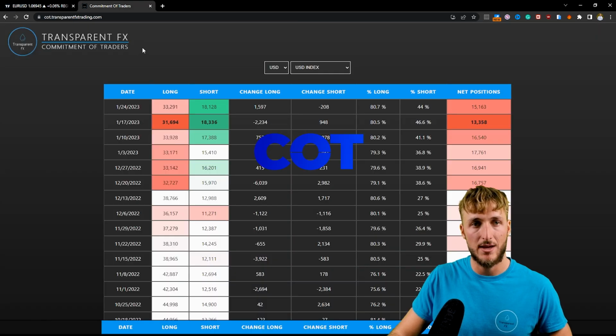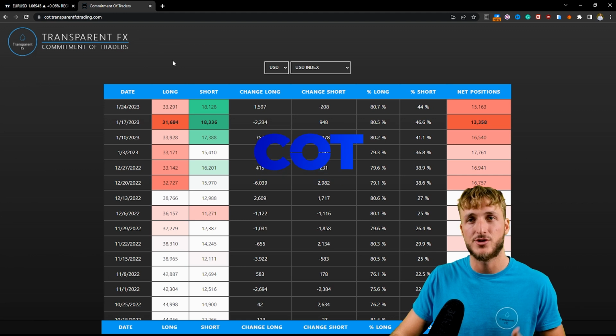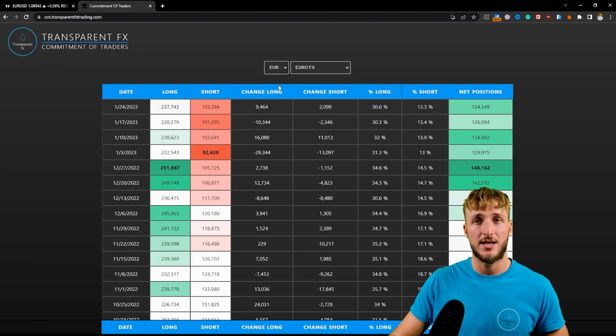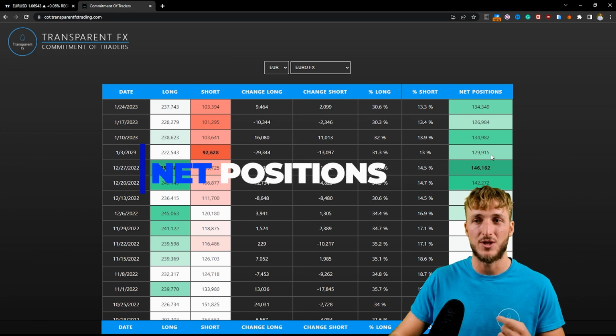Now, if we go and see what we have when it comes to the commitment of traders, so the COT data, which is what the non-commercials, so the biggest speculators in the market are doing, and we check the data for the euro, what we can see is that with the last reports, net positions have been decreasing.